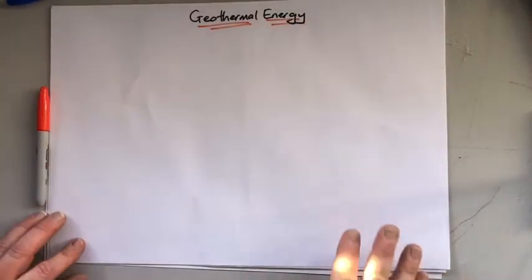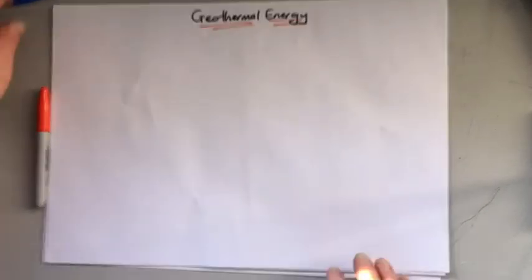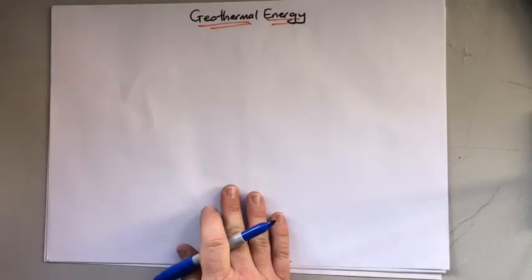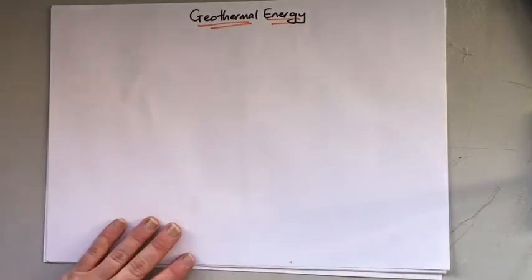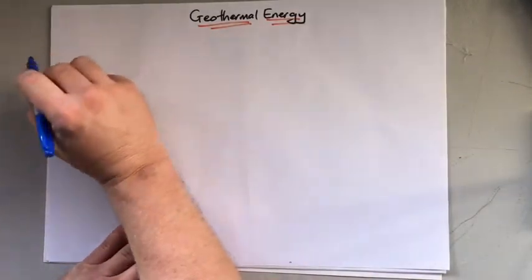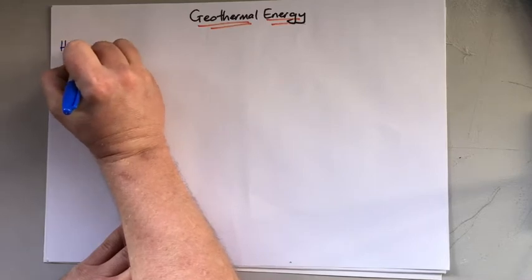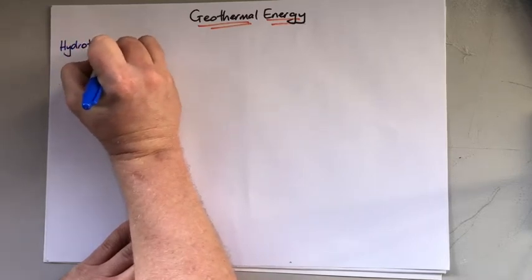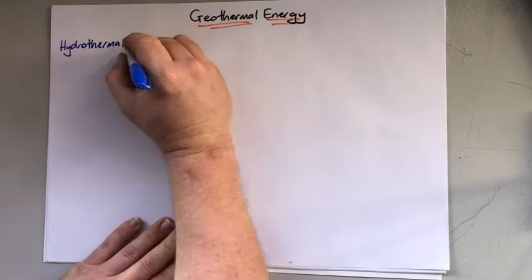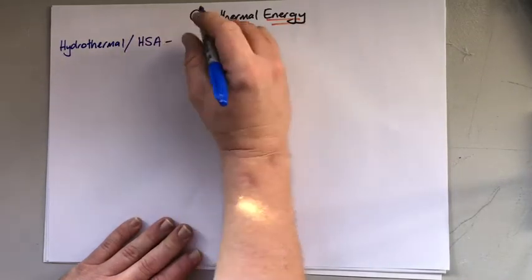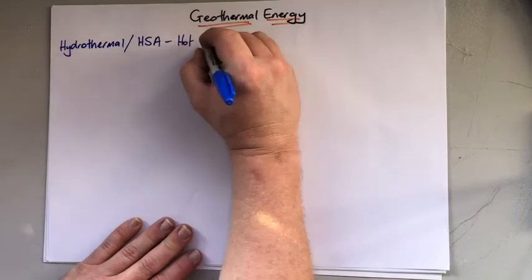Okay, today let's look at our three different types of geothermal energy. If we name them all, I think we'll start with the first one, and it is hydrothermal, or sometimes it's called HSA, which stands for Hot Sedimentary Aquifer.